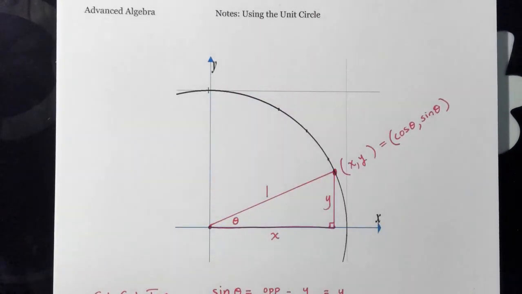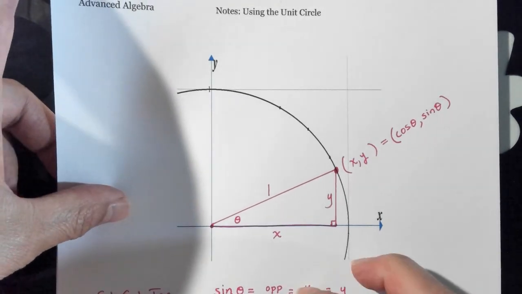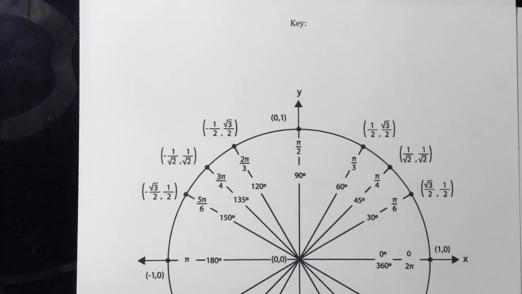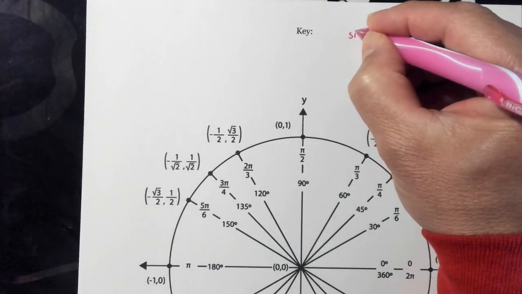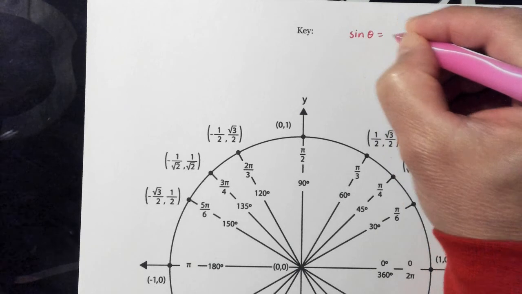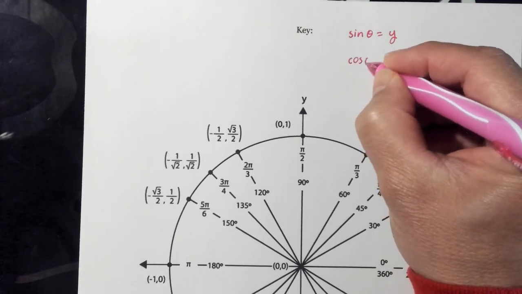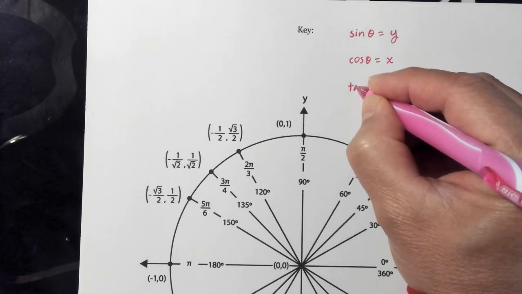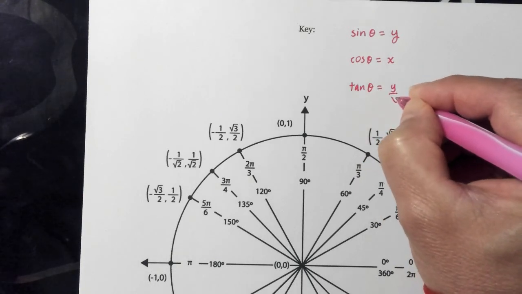Next page. I'm going to transfer this over to the next page. I'm going to call it the key. So we have sine of theta is equal to y. We had cosine of theta is equal to x. And we had tangent of theta is equal to y divided by x.